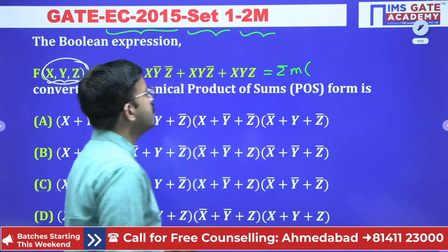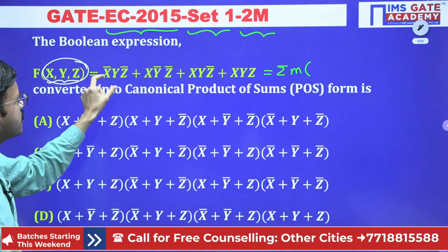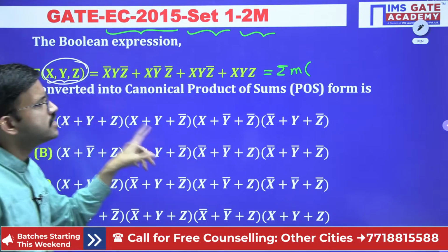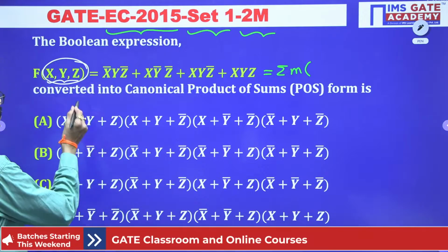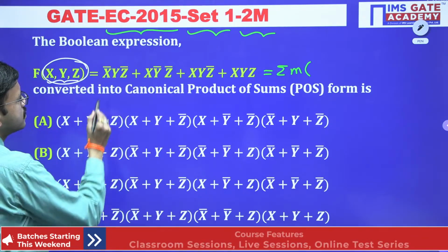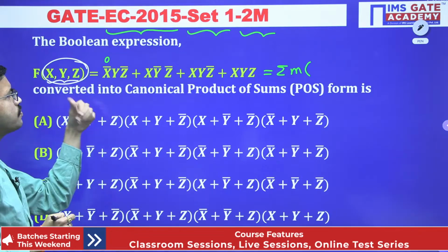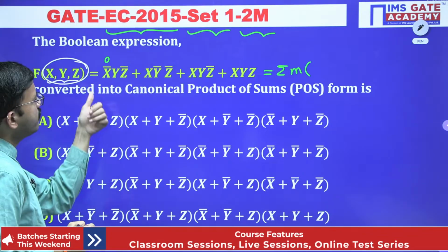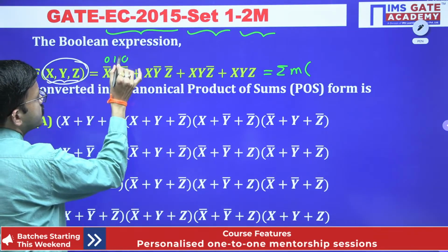So, here the given function is in sigma m form only. It is very simple. Whenever in each and every logical term the number of letters is the same as the number of given variables, that means the given function is sigma m. Okay, right. So just write the min term numbers. Here, wherever complement is there, the corresponding variable value is 0. Wherever normal, the variable value is 1. Simple. 0, 1, 0 is nothing but 2.